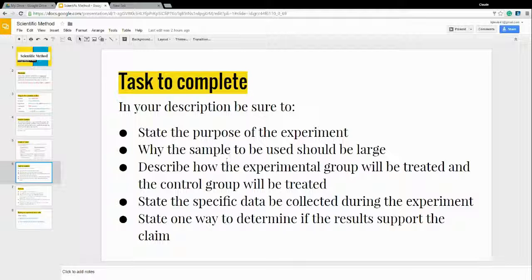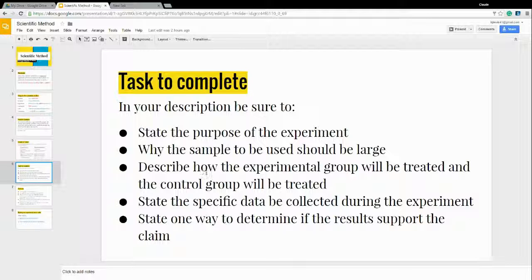Why should the sample be large? Well, the bigger the sample, the more valid the experiment. So you want a large sample so you can have a more truthful experiment, more valid.